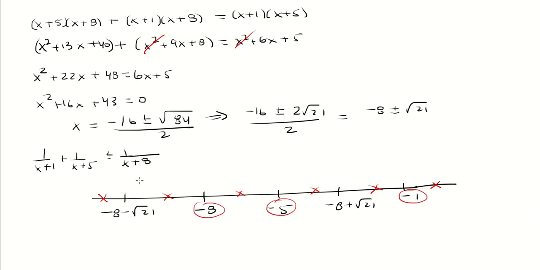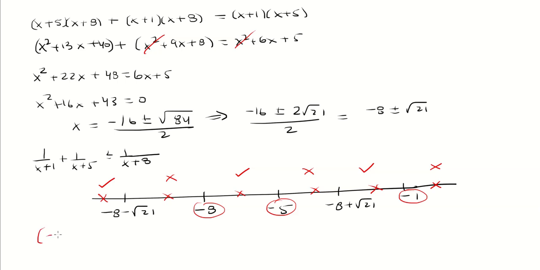When we do that, we see that any number less than -8 minus root 21 works. Between -8 and -5. Between -8 plus root 21 and -1. And so we're going to combine these. Remember that this is less than or equal to, so you need to be careful about what you include. We don't want to include -8, -5, and -1.